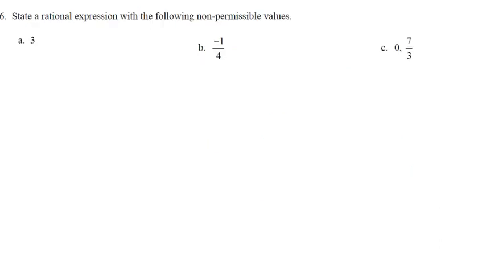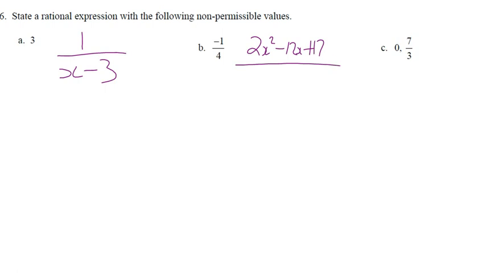Okay, last one. State a rational expression with the following non-permissible values. This is what we did. We did this already, right? And this should be pretty easy. So this one, well, how about 1 over x minus 3? This one, how about 2x squared minus 12x plus 17 over, because this is what matters, the numerator doesn't matter, what goes down here? 4x plus 1, right? This is anything. I could have written that as a 1.